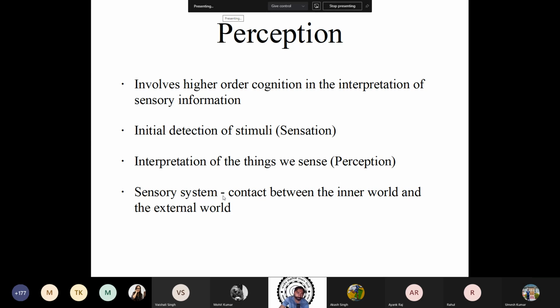It's also important to figure out that the sensory system essentially is an intermediate between the world you're perceiving and the perceived world, which is what is inside your head.